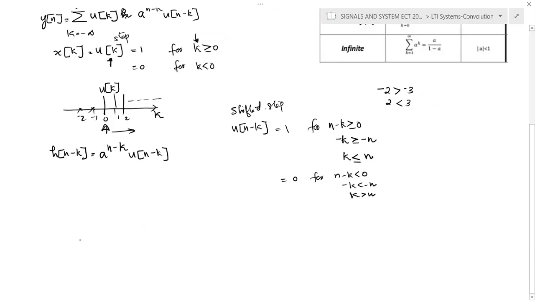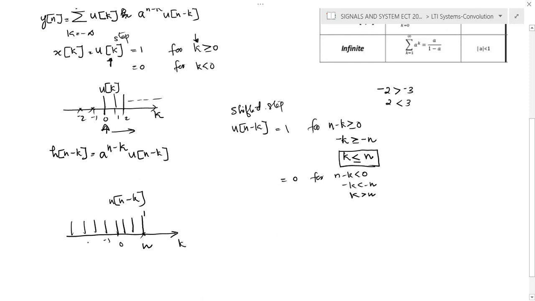So you can draw the u of n minus k signal. So u of n minus k, you can plot. See, here you can see that the function magnitude is 1 if k is less than or equal to n. So this is k, and we don't know the value of n. N can be positive or negative. So we can choose that n is positive in this particular example. So if k is less than or equal to n, from n onwards, less than means towards left. Okay. So the function magnitude is 1. So this is a signal u of n minus k.